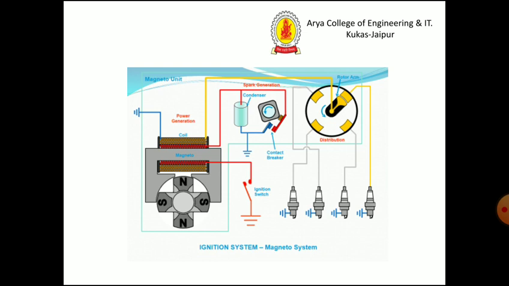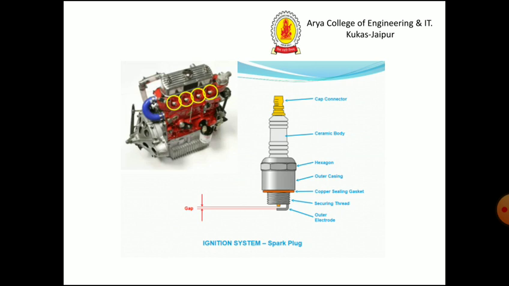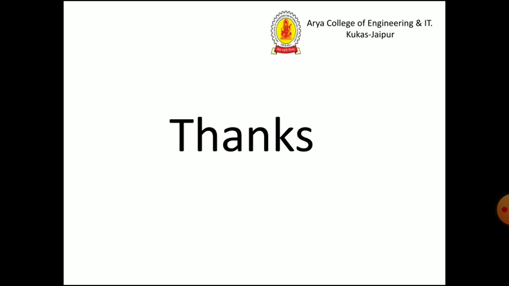General diagram. This is a diagram of a distributor system. This is a diagram of a general spark plug. So these are the ignition systems using the magneto and the battery ignition system.